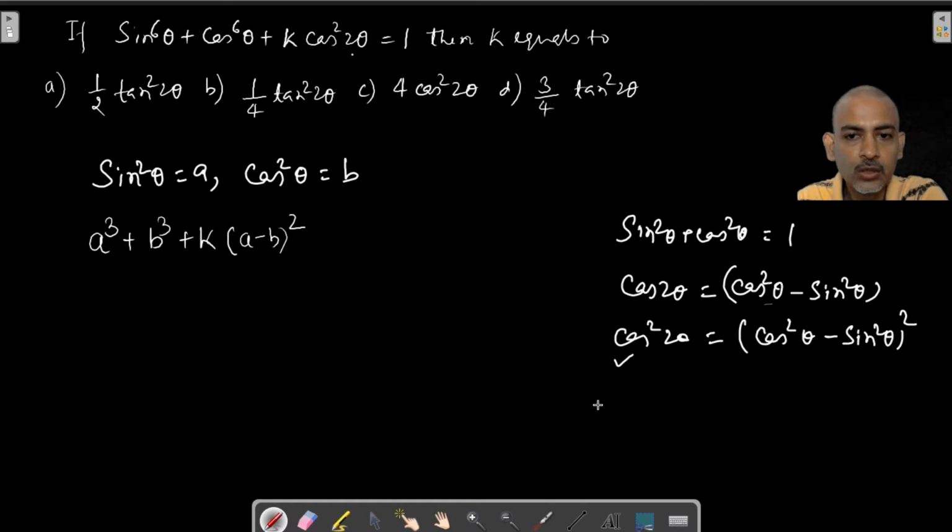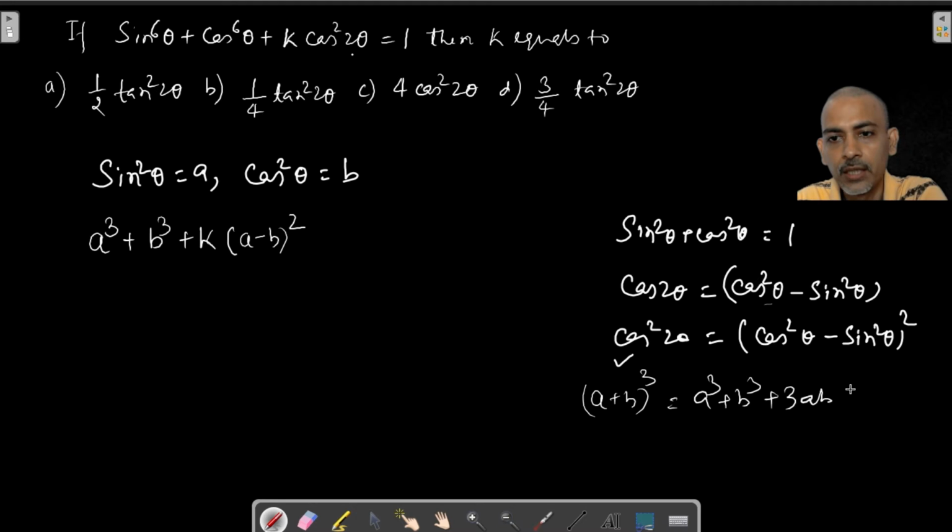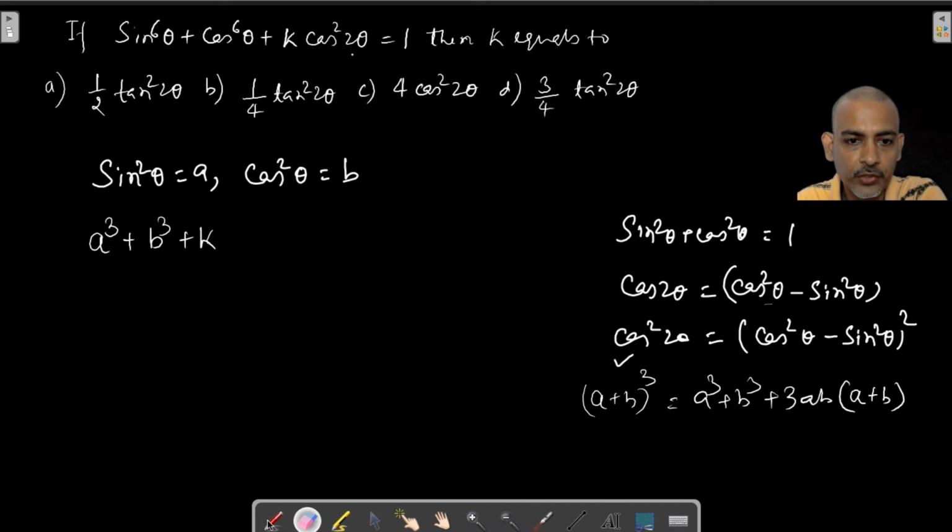Now you also know what A plus B whole cube is. A plus B whole cube is nothing but A cube plus B cube plus 3AB into A plus B. Now, can you think of putting it in this term also? Either put it in this or just keep it as cos square 2 theta itself, and not try to work it out any which way. So we'll keep it as cos square 2 theta itself and not work on anything else.